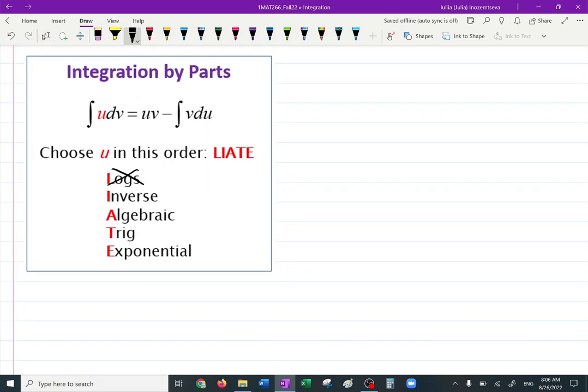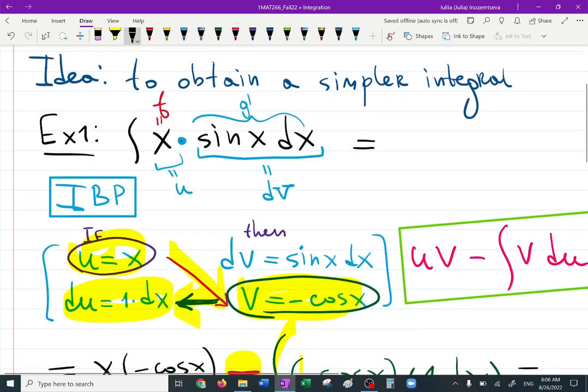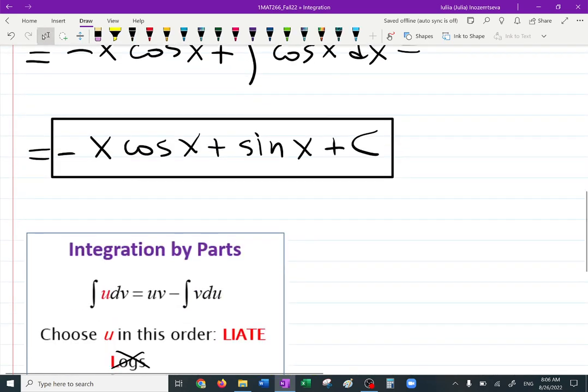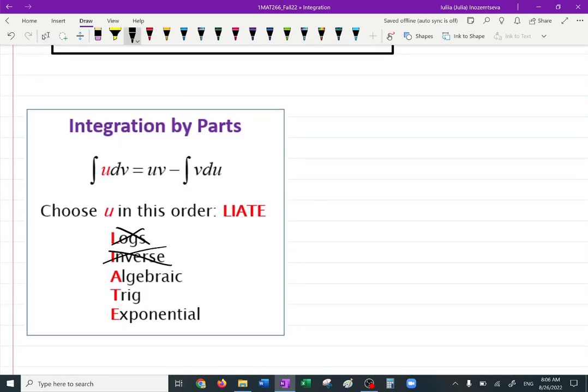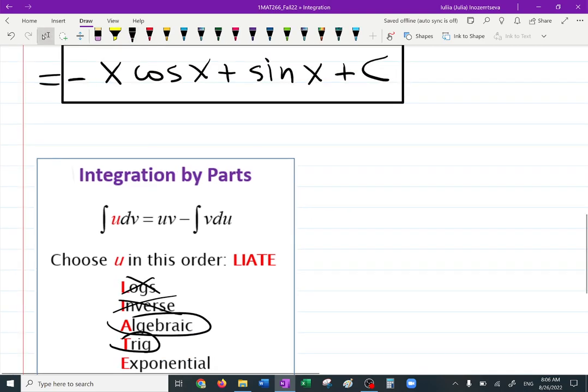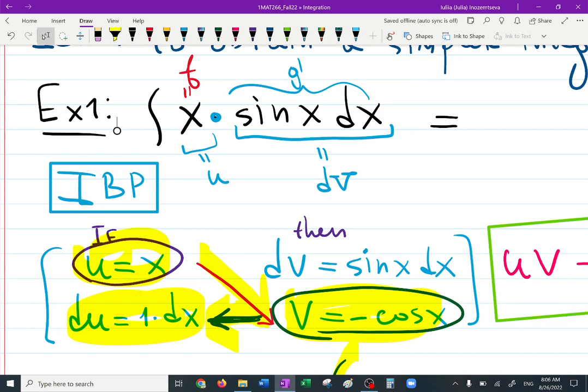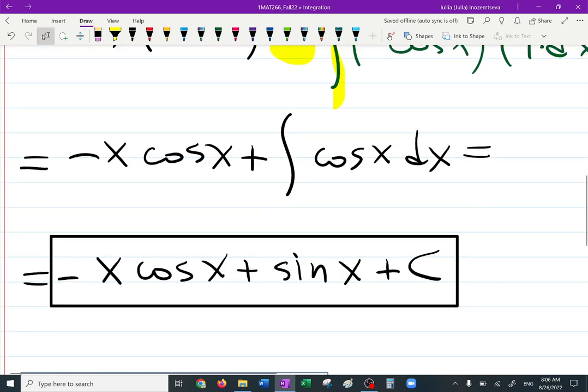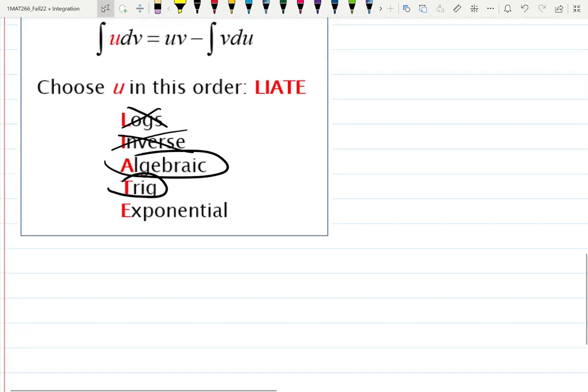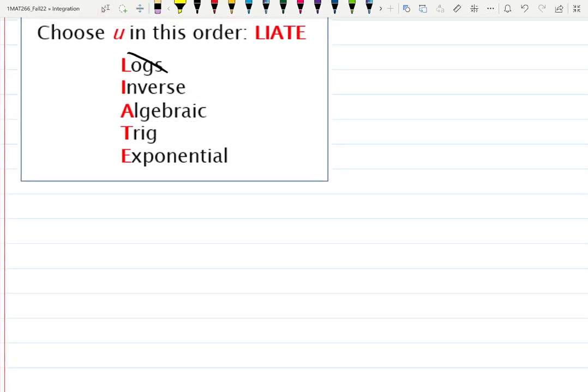There were no logs in this first example. The example had x and sine x. Then there was no inverse function, but it was algebraic and trig, x and sine x. So whatever comes first in the order of LIATE, that is a good choice for you. And that's why we chose u to be x. Let's work on more examples so it's better for you to understand. The more you do, the better it gets.